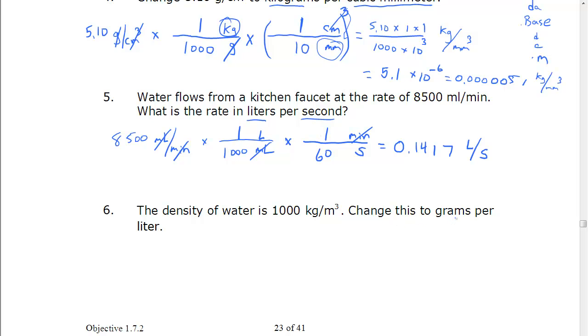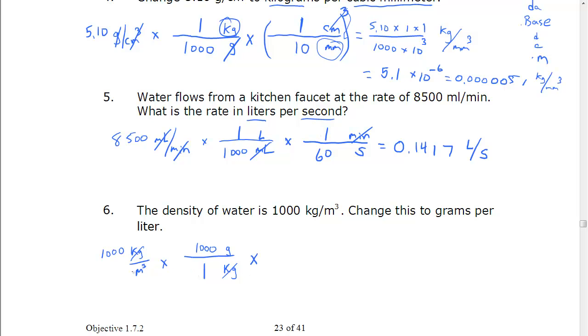Number 6 then, we're told the density of water is 1,000 kilograms per cubic meter. And we want to change this to grams per liter. So a little more converting here. We start with 1,000 kilograms per cubic meter, and we want to finish with grams per liter, but let's start with the grams. So we want to finish with grams on top. Kilograms has to cancel, so we take care of that right away. Biggest of these two is kilo, so we put 1 there. If we checked our table back here, 1 kilogram is 1,000 grams.